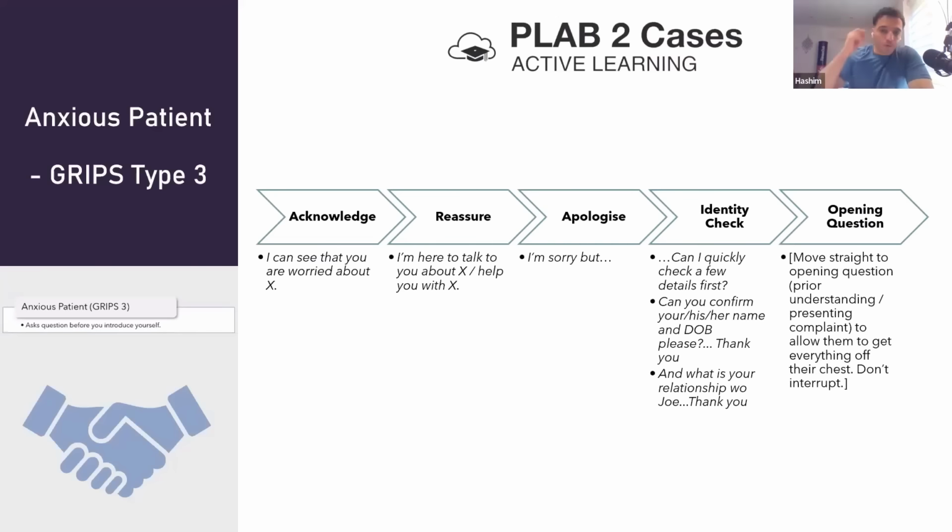So the idea is acknowledge: I can see that you are worried about your son. I'm here, or I'd like to talk to you about your son. And then apologize: I'm sorry, but can I quickly check a few details first? And then can you confirm your name and age or date of birth, whatever's written in the task. If they give the date of birth, ask for date of birth. If they give the age, ask for the age, and confirm the relationship. And then move straight onto the opening question.